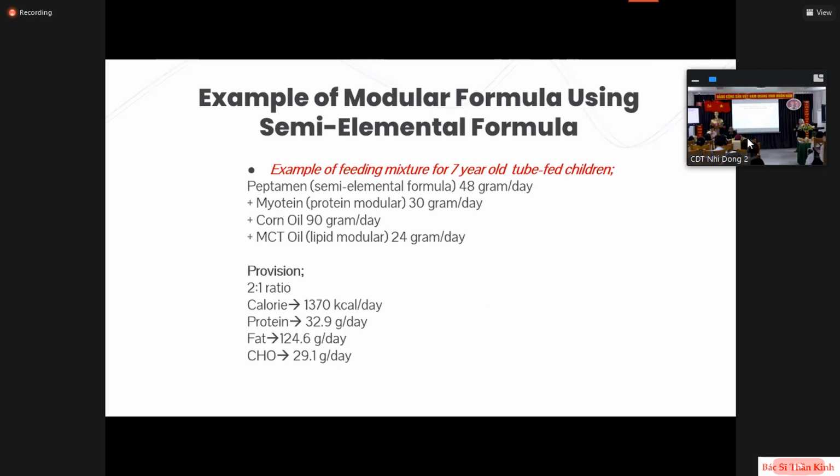So this is an example of a modular formula using semi-elemental. So this is the brand. I use this Peptamen plus Myotein protein powder plus veggie oil for essential fatty acid plus MCT oil, to make up this ratio and nutrition.